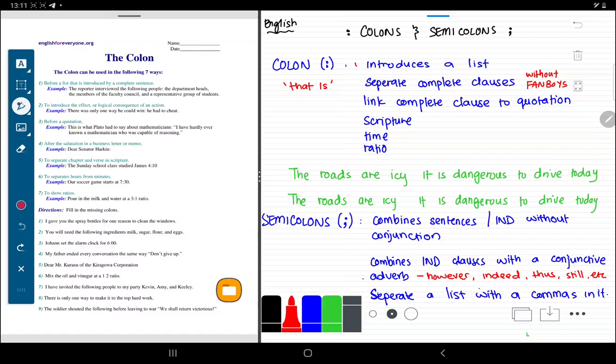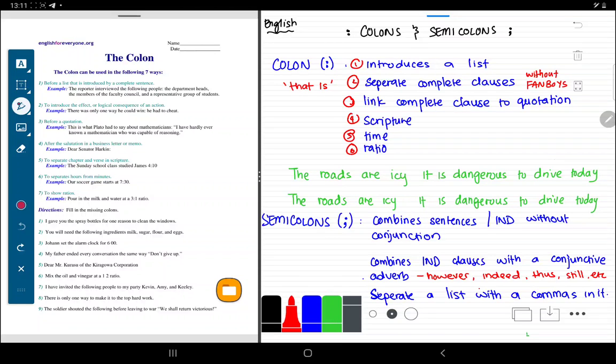We can use it for a number of things. First is we can use it to introduce a list. Then we can use it to separate two complete clauses or independent clauses without the use of FANBOYS. We could also use it to link complete clauses to a quotation. We can use it to note scripture. We can use it for time, and we can use it to show ratios, as well as we can use it after salutations in a letter or a business memo.